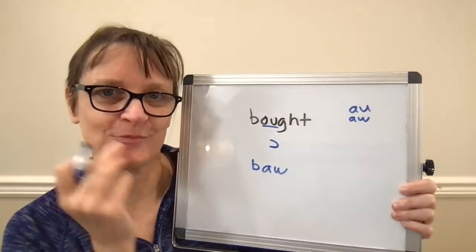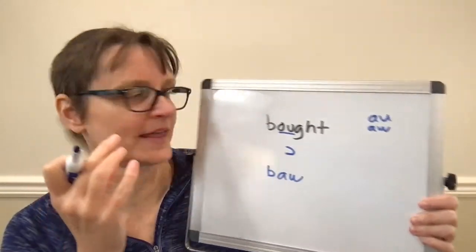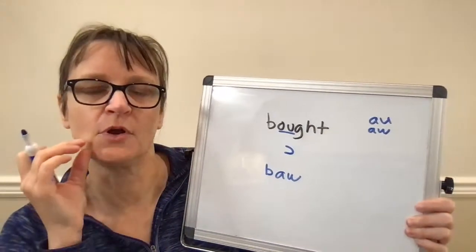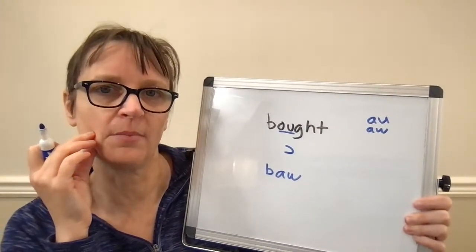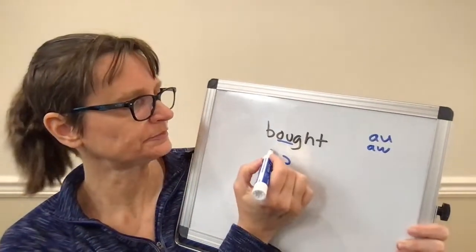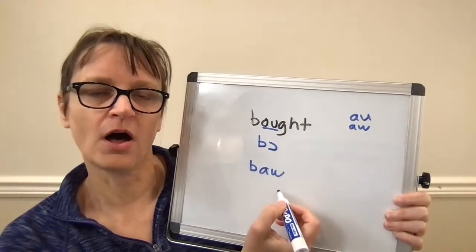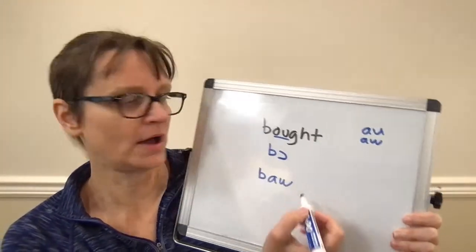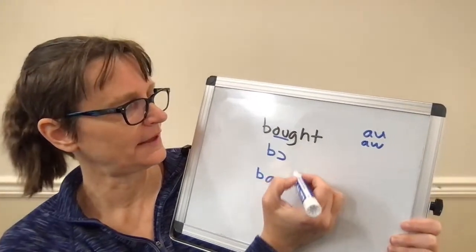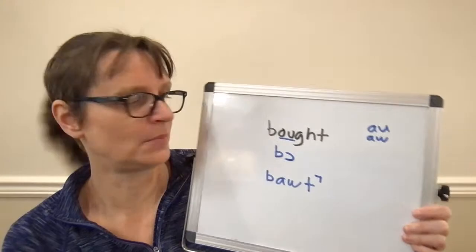You want some lip rounding. Ah, and the jaw is fairly open for that. Versus an O, boat, bought. You want to have a different pattern there. So building it from the vowel, ah, bought. And then we just have a T. We might make a stopped T there, bought.